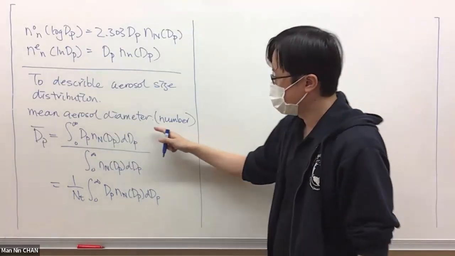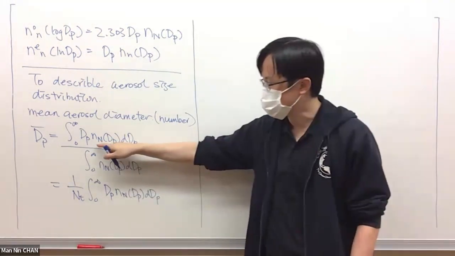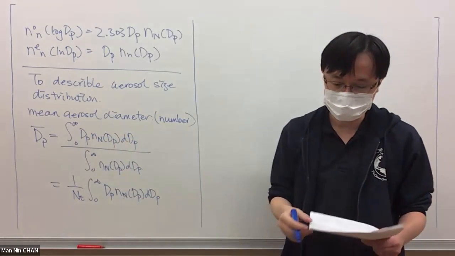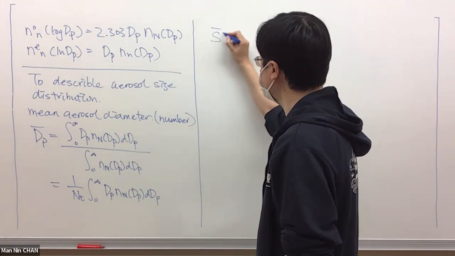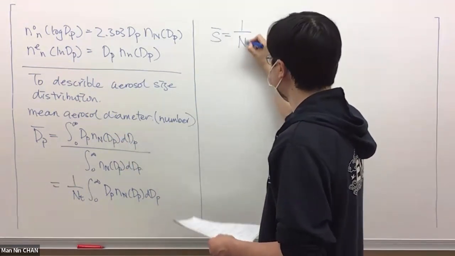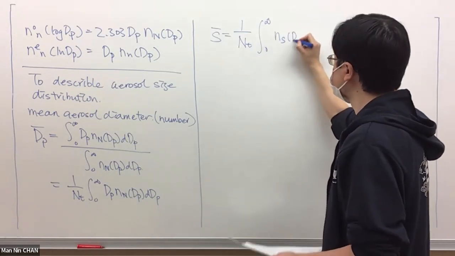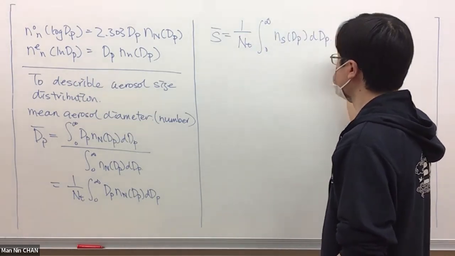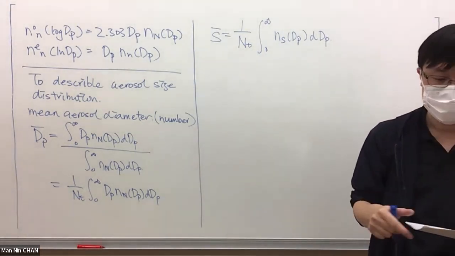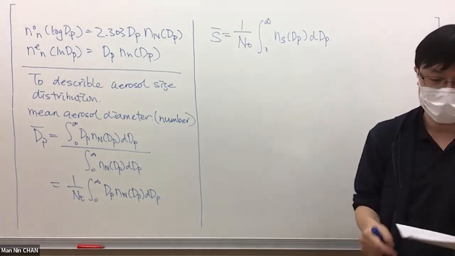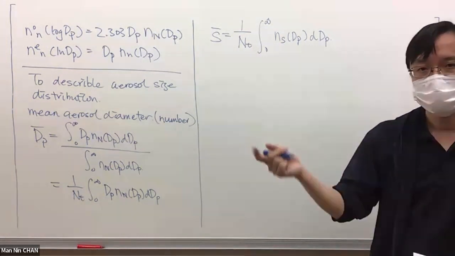So if you don't use the number, you can use the surface area distribution, and then this becomes the NS. This is just for your information, so maybe I'll just quickly show it to you. Now you are talking about the average surface area, so you use the function NS. You can also do the same thing for the average volume of the population.